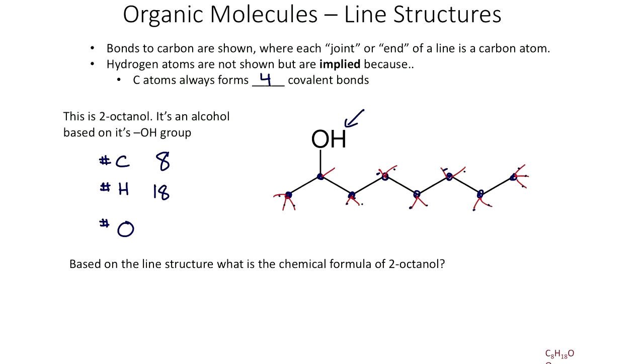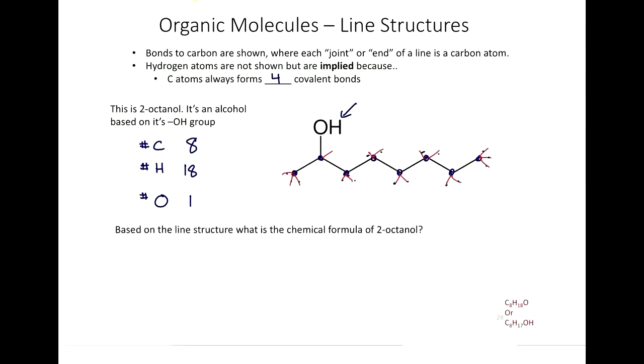And then how many oxygens? Just one. So this formula is C8H18O, or you can make it look nicer. You can say CH3(CH2)6CH2OH, where the OH implies that this is an alcohol group, because that OH group makes it an alcohol.